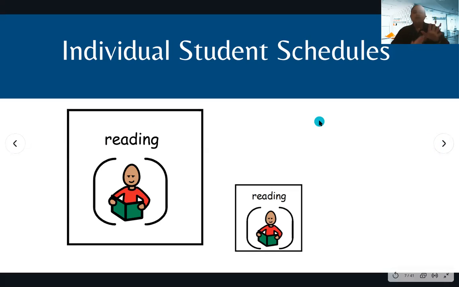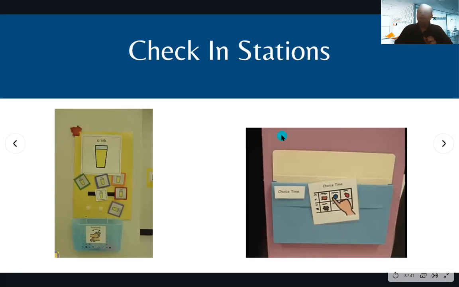Okay, so for the individual student schedules, the smaller picture is what they would have in their individual section. And then in the check-in station, which would be in the area that they're going to go to, they would have the bigger one. And that would look a little bit like this, okay? So there's multiple ways where you can do a check-in station. The key for this is that these bigger pictures, these check-in stations, should be in the area where the child is going to engage in that activity, right?